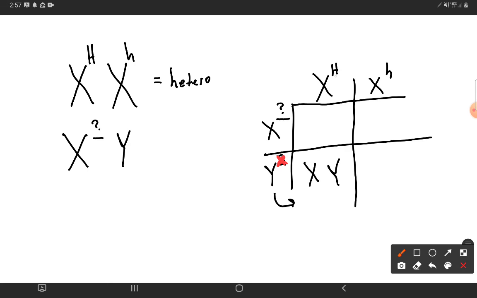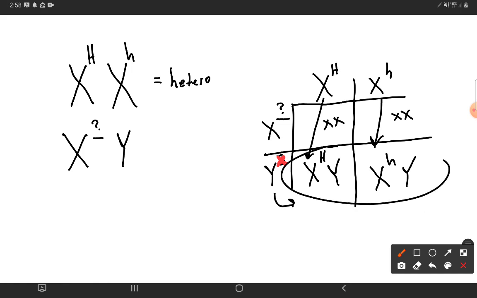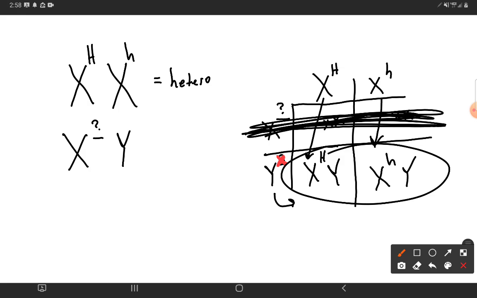So we're going to bring this down here and that over here. And so this is one possible son, and this is the other possible son. And again, we don't need to worry about these boxes here because that makes daughters, not sons. So if we only look at these two boxes here and we just forget about these two, the chances of having a son with hemophilia would be 1 out of 2, which is 50%.